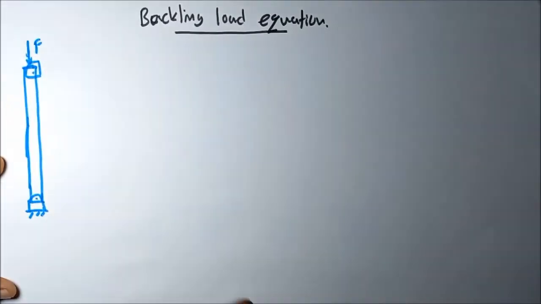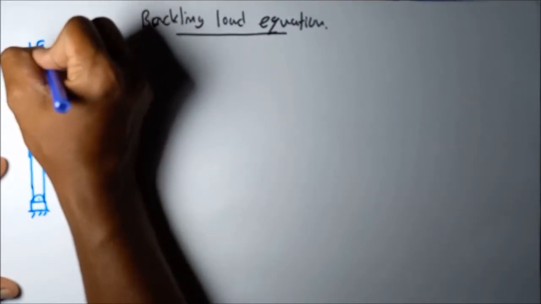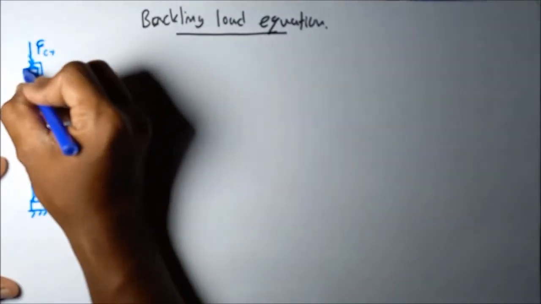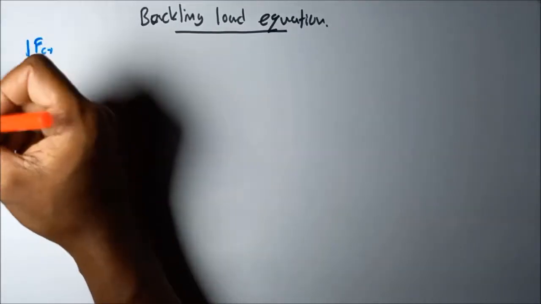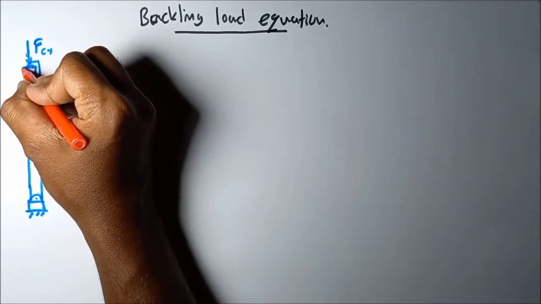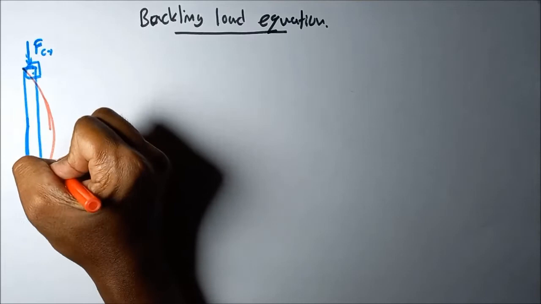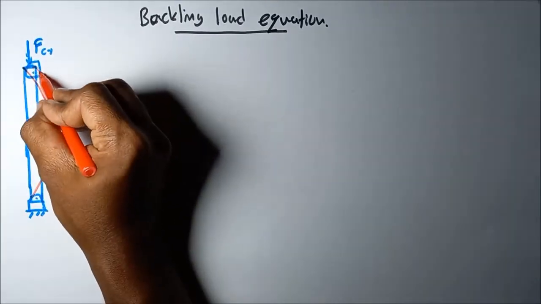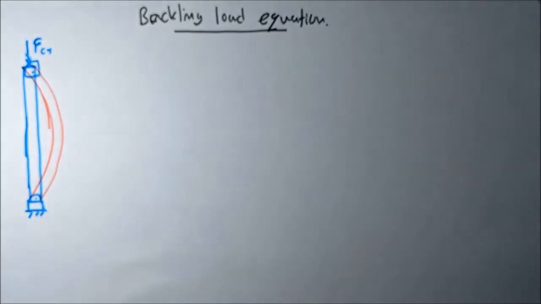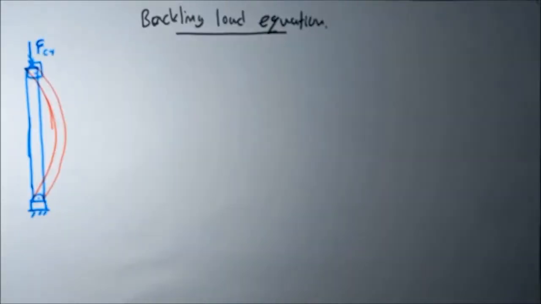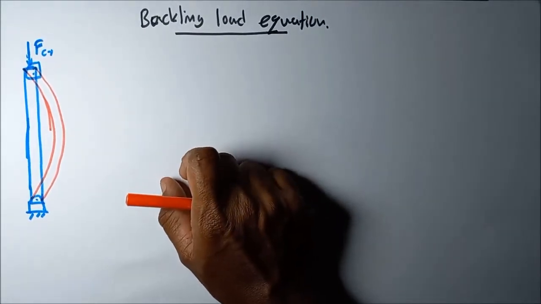Okay. Then when increasing the F load, when it reaches the critical buckling load, let's assume this structure fails, will start buckling, forming this kind of curvature, when it reaches the critical buckling load.